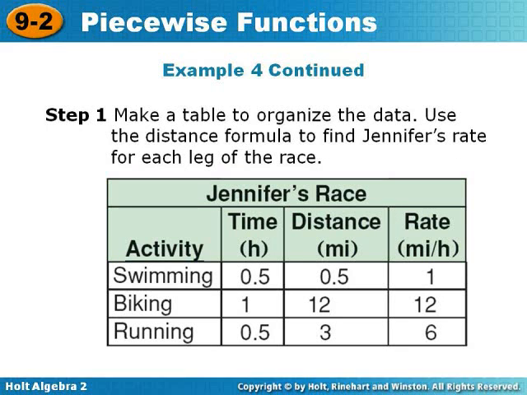Hopefully you got it just like this. Swimming, biking, and running. A half mile in a half hour is 1 mile per hour. 0.5 divided by 0.5. Biking, 12 divided by 1 is 12. Running, 3 divided by 0.5 is 6. Notice the miles per hour means miles divided by hours in order to get your rate.